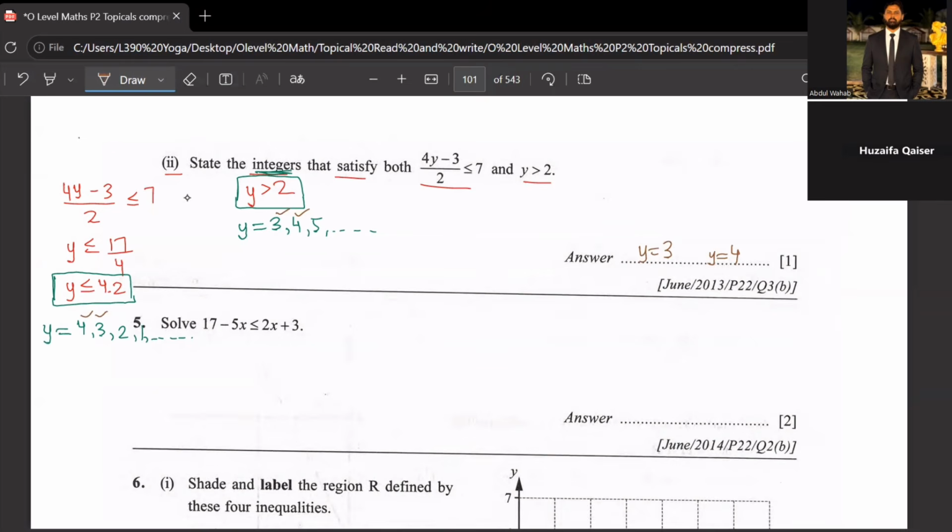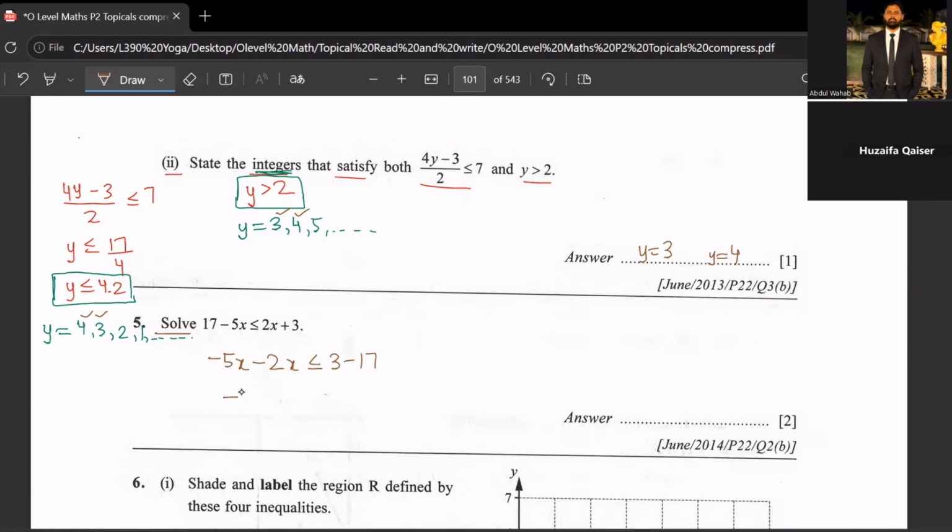So make sure that in these inequalities we just do the solutions like simple linear equations, and we just copy the less than or greater than, whatever sign is given in your question. For inequality, we have only one rule, I'll show you in this question. You can see question number 5 here. It's 17 minus 5x is less than or equal to 2x plus 3. You can write minus 5x minus 2x is less than or equal to 3 minus 17.